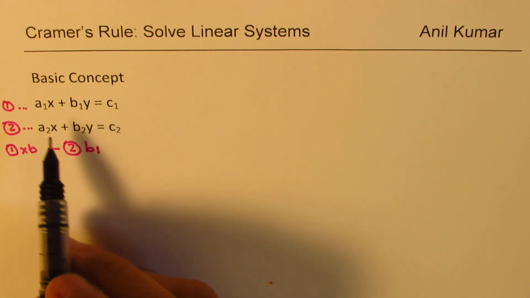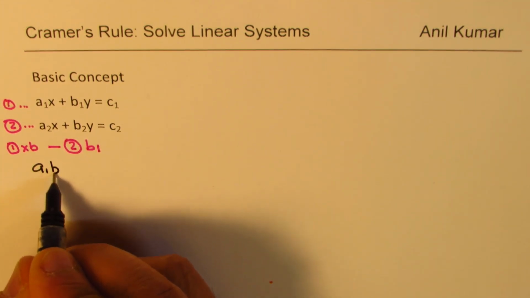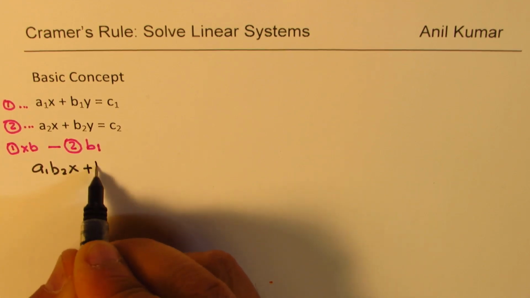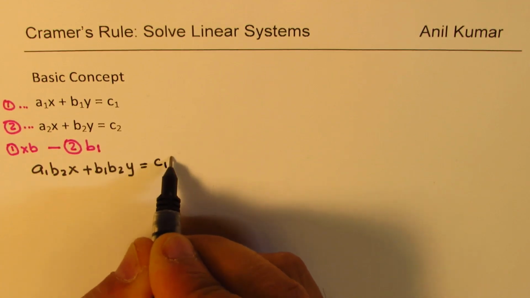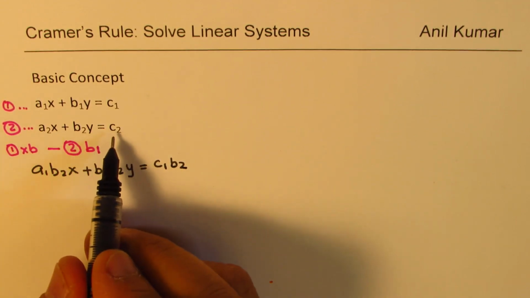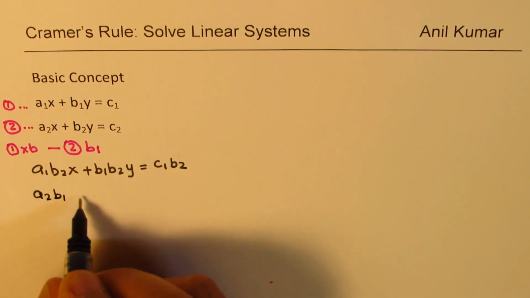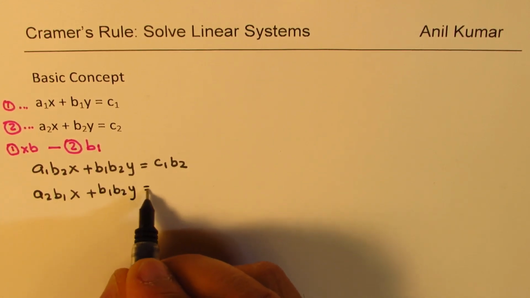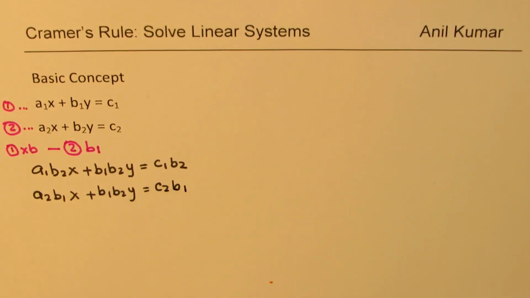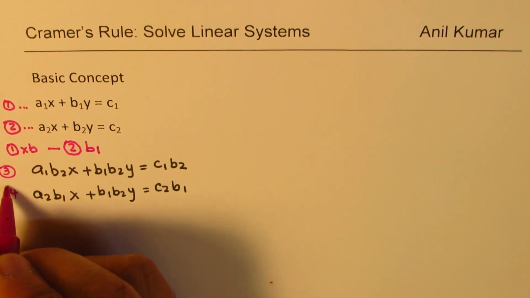If I multiply the first equation by b2, I get a1 b2 x plus b1 b2 y equals c1 b2, right? The second one I'm multiplying with b1, so I get a2 b1 x plus b1 b2 y equals c2 b1, correct? So when I do that, I get two new equations, which we are calling equations number 3 and 4.